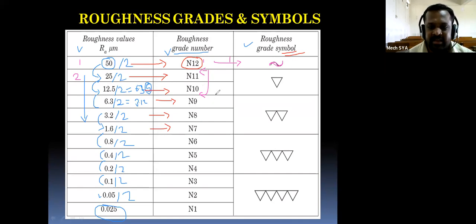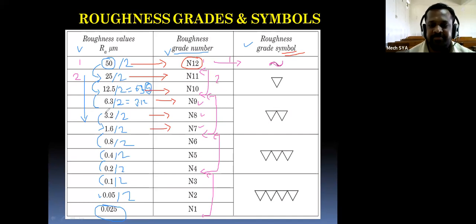Then next we have to combine three grades. What are those three grades? That N9, N8, N7. We will combine. After that, again we have to take the three grades, 6, 5, 4. Again we have to combine three, and again we have to combine three. In this manner, we have to combine all. First we take the single grade, then the second grade, and then the third grade.